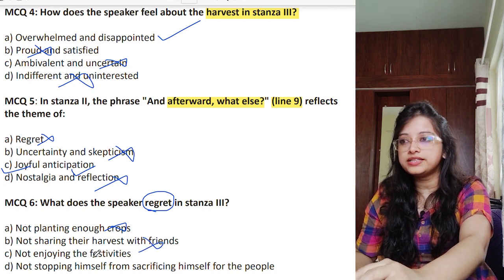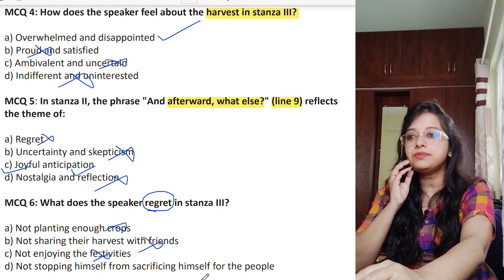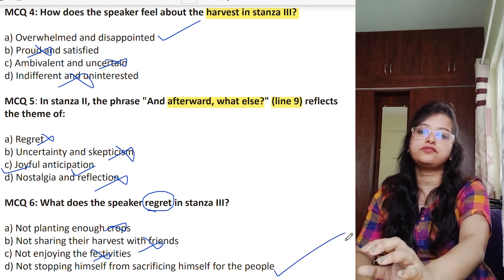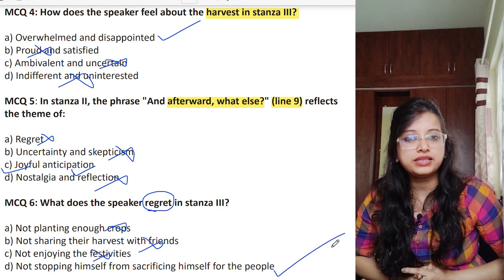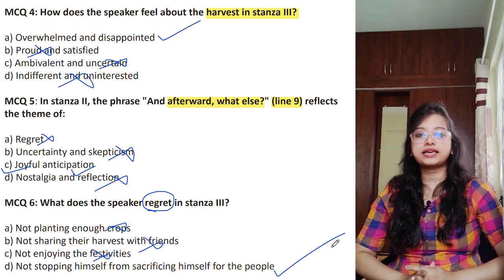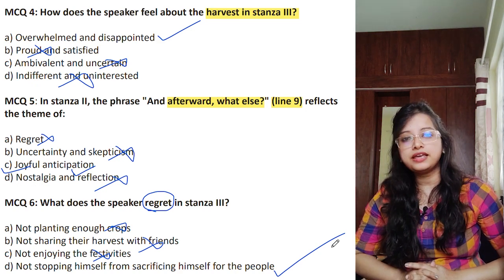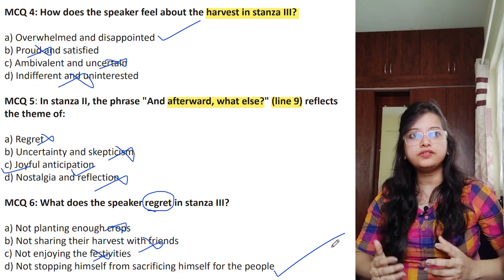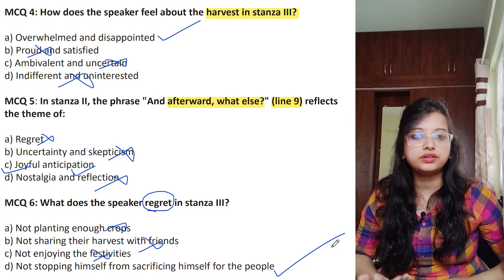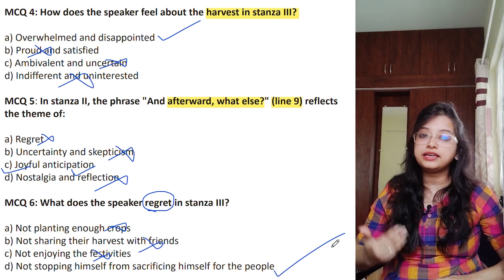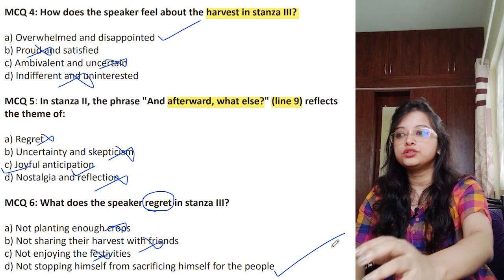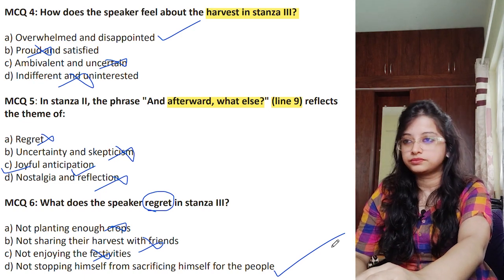Not enjoying the festivities, no. Not stopping himself from sacrificing himself for the people. He did everything himself. He did not ask for a sacrifice from his people. He did everything all by himself. He thought, I will be the first one to take all the risk. So I took the risk and thereby I am suffering. So it will be option number D.